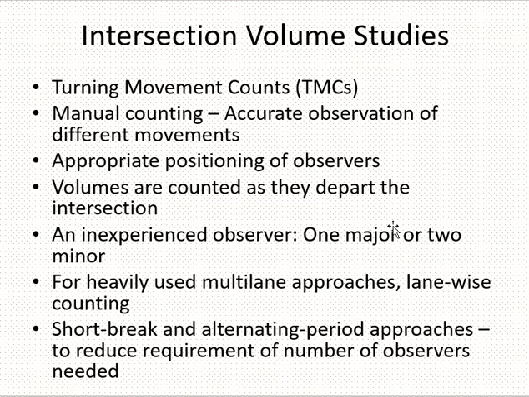Okay, so if we are relying on manual counting, then you have to take care of the observers. You have to place the observers where their visibility to the assigned movement is easier. So if somebody is assigned the left turning or the U turning, then he should be on the median, or somewhere from where he can see the movement unobstructed. Another thing to keep in mind is that the volumes are counted when they are leaving the intersection, meaning crossing the stop line, and we call it departure volume.